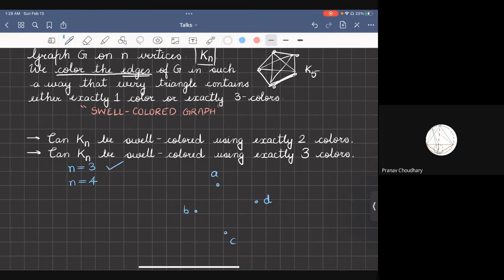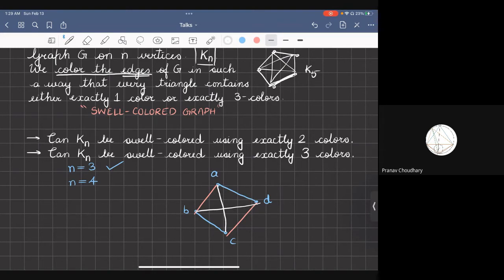AB is red, AC is white. Then naturally BC should be blue. And AD is blue. Now CD should be red, and then BD should be white.